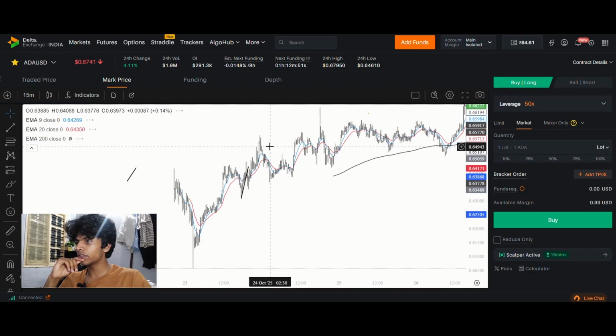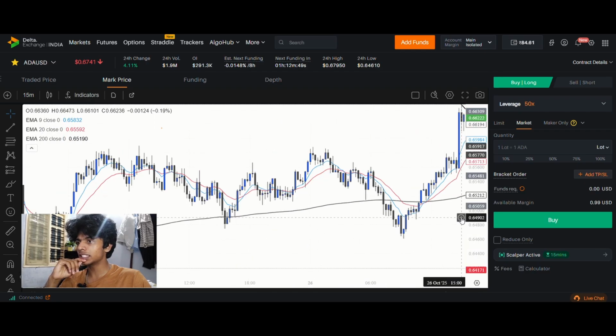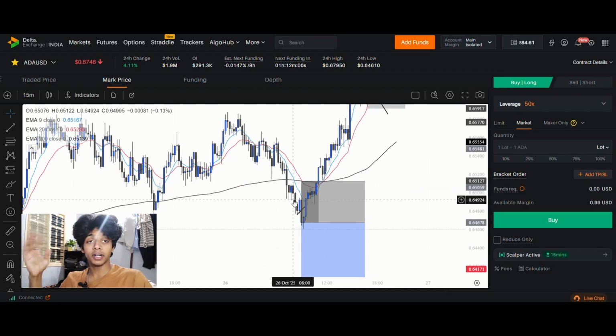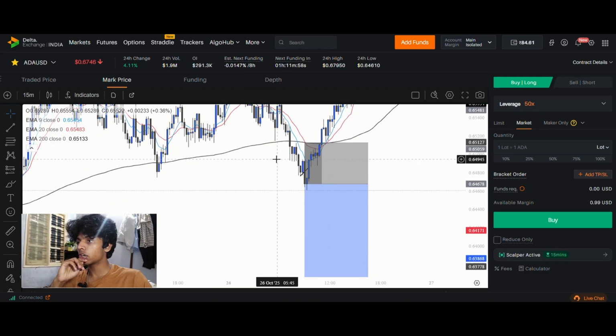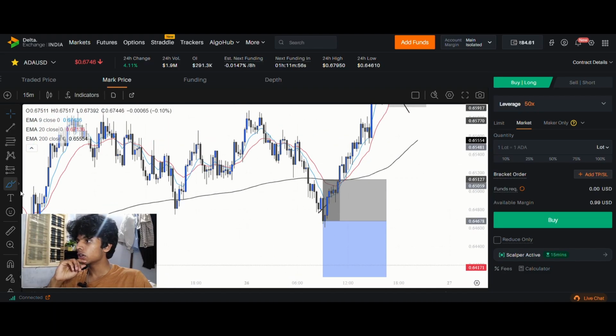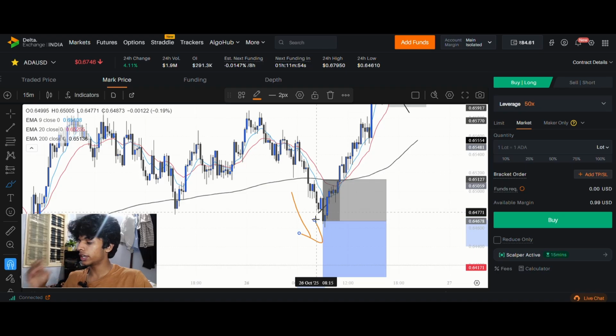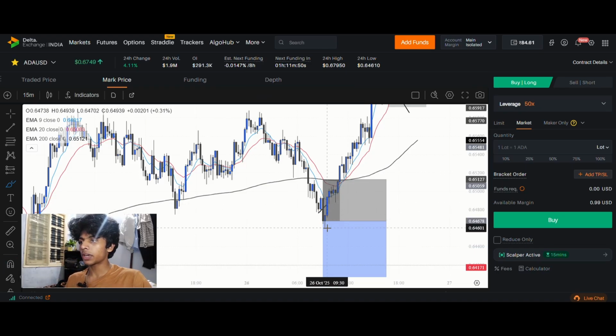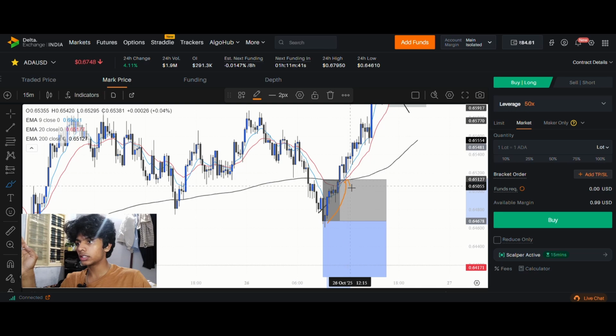So first, today we started off with an ADA USD trade. This was our first trade of the day, where I took a short because the price over here was under the 200-day moving average. That's the reason I drew a trend line over here, and the price broke through that, so I entered a short position. But unfortunately, as soon as we entered, the price went straight to our stop loss.